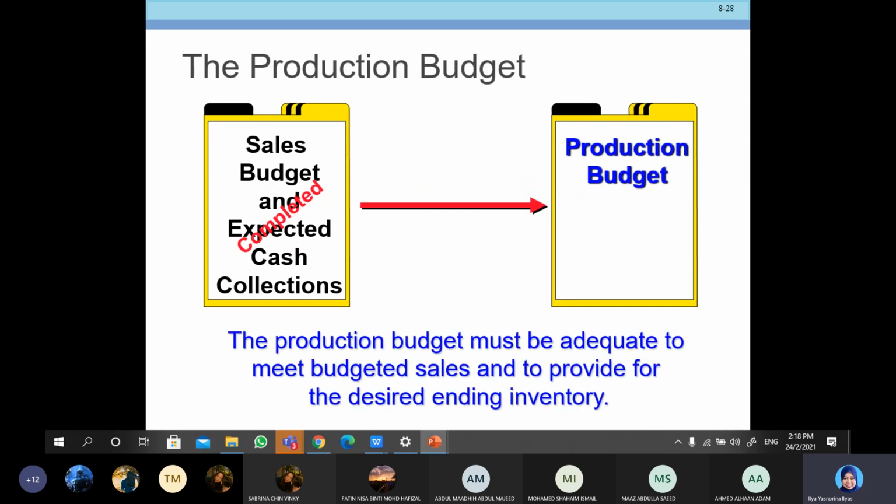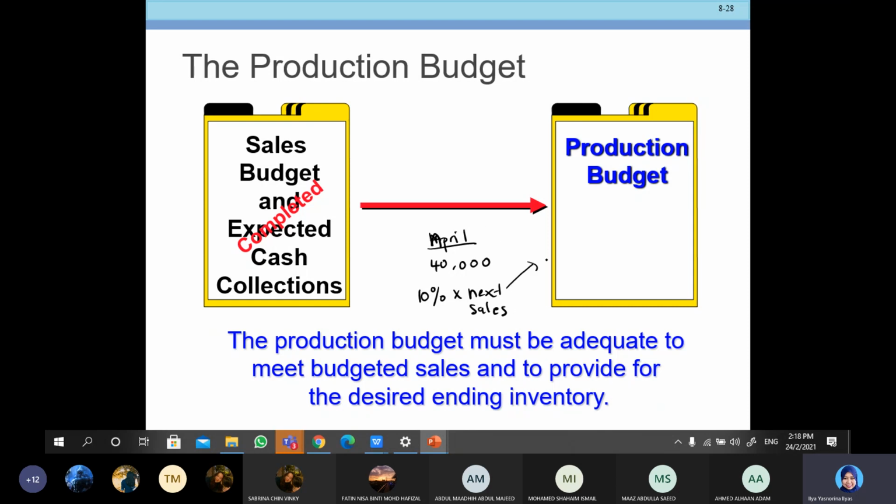How about this production budget? The production budget must be adequate to meet budgeted sales and to provide the desired ending inventory. In a company, sometimes they want a certain amount of ending inventory. That means if that month, let's say April, they want to produce 40,000, they want 10% of next month's net sales.